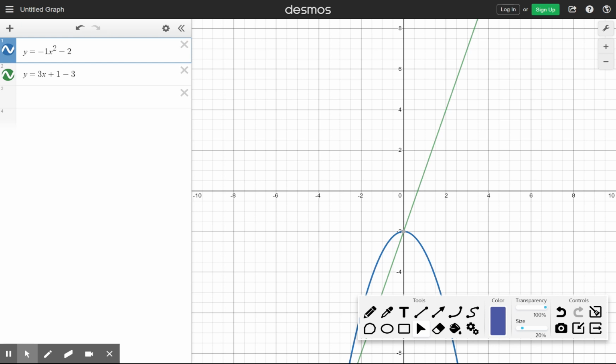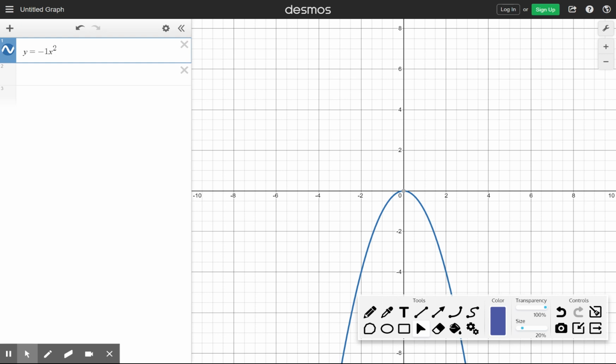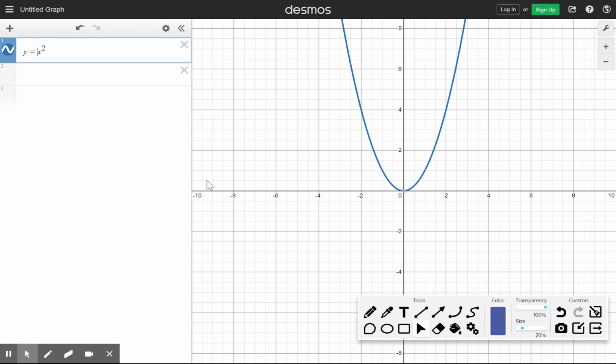Okay, now let's make a different change to our basic y equals x squared. This time, instead of making it shift up or down, I'd like it to shift left or right. So try on your own to play with that equation in Desmos and see if you can get it to shift to the left or to the right.